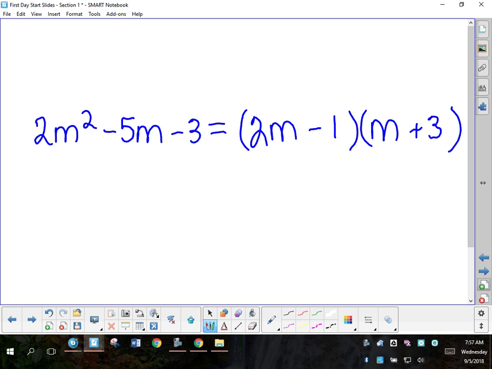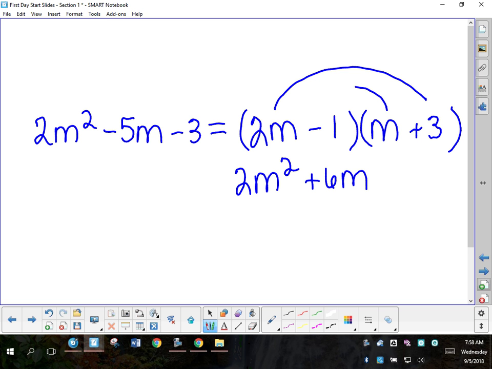Now, when I do this out, what do the first terms give me? 2m squared. Now I'm going to do the outside terms, and that gives me a plus 6m. What do my inside terms give me? I can stop right now. His answer was very close. Why was it close, but why was it wrong? It's 2 questions in the same one. It's very close, but also wrong. Why?